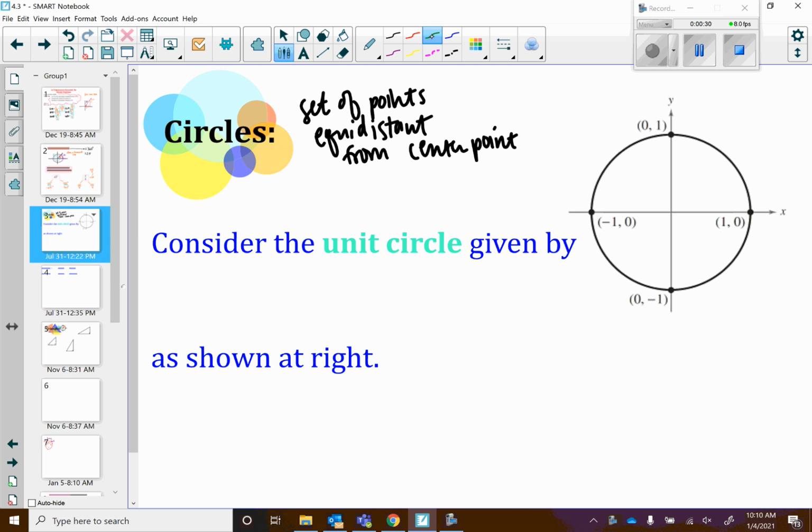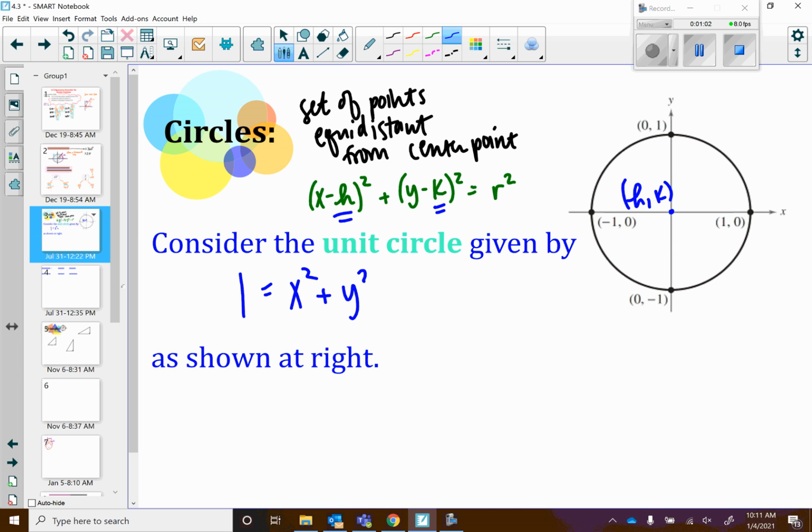I've got a picture of a circle here. Specifically, if you remember, the equation of a circle is x minus h squared plus y minus k squared is equal to r squared, where h and k are the center of the circle, (h, k), and r is the length of the radius. So we want to consider a very specific type of circle known as the unit circle that's given by the equation 1 is equal to x squared plus y squared. And this circle is shown at the right.